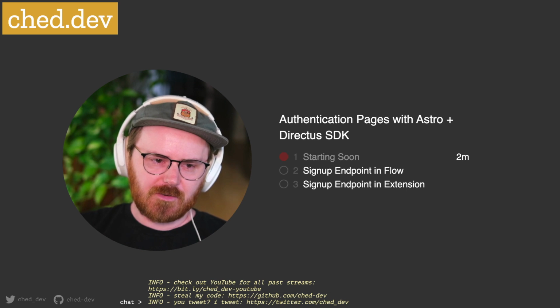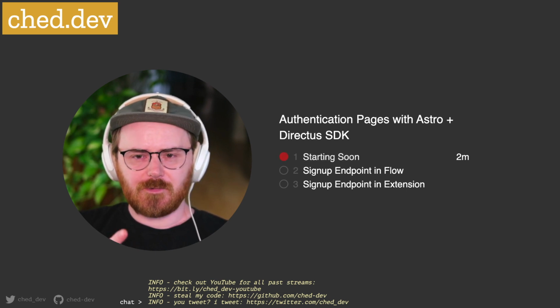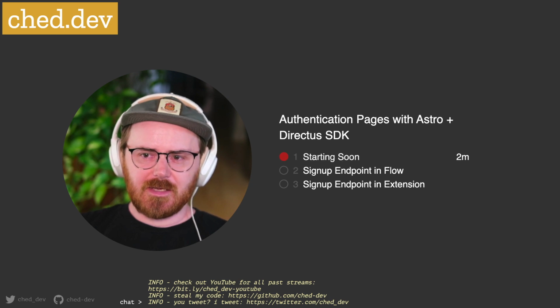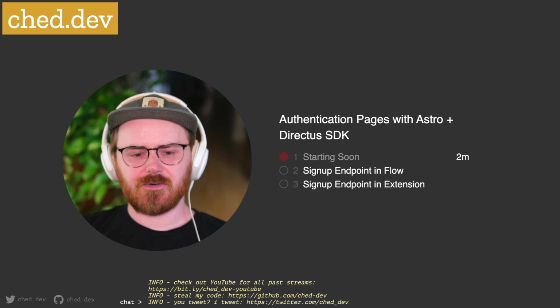The first one is a flow. We're going to do an endpoint in a flow, which means in the admin panel on the Data Studio side. And then the second one is we're going to do an extension. So if you want to do it in code, you can do it that way too.